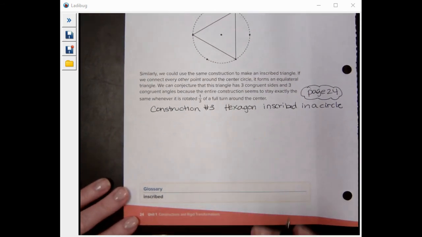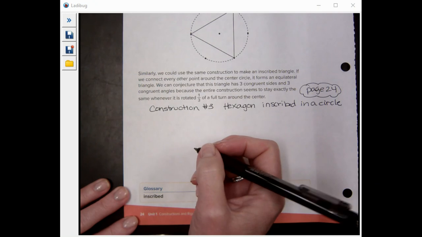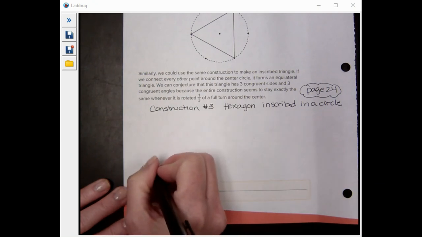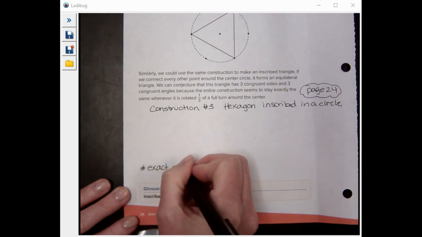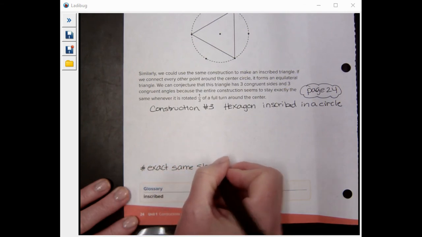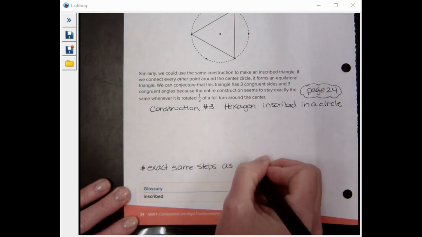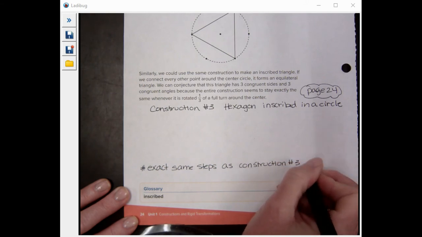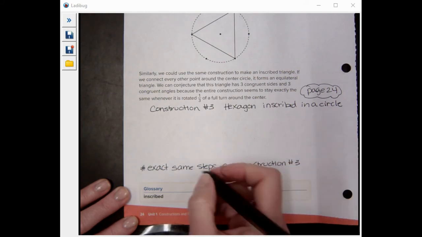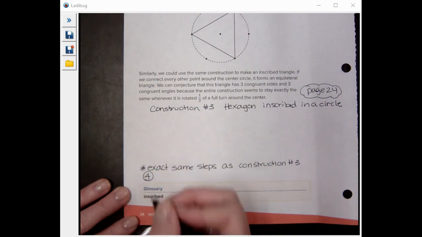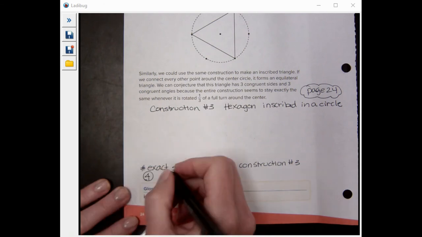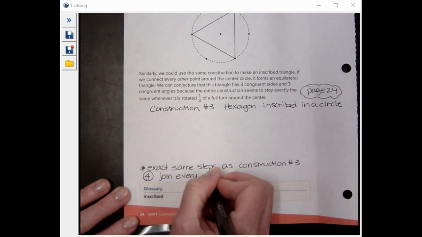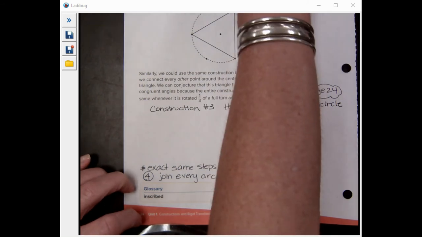It's fully inscribed. So this problem actually has the exact same steps as construction number 2, except when we do step 4, we're not going to join every other arc. We're going to join every arc. So let's try to redo our first one.